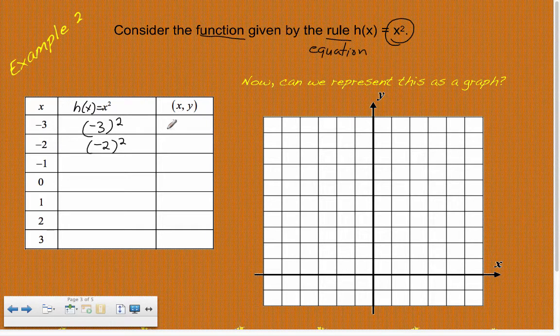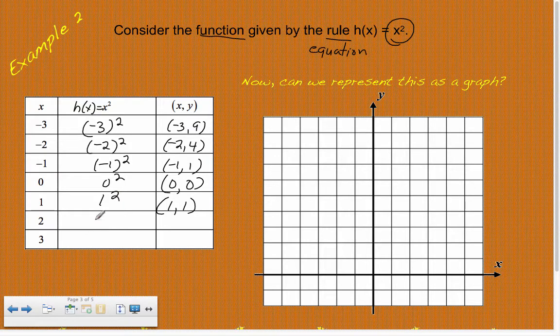All right, so when I put a -3 in, my answer is 9. When I put a -2 in, my answer is 4. When I put a -1 in, my answer is 1. When I put a 0 in, my answer is 0. When I put a 1 in, my answer is 1. When I put a 2 in, my answer is 4. And when I put a 3 in, my answer is 9.